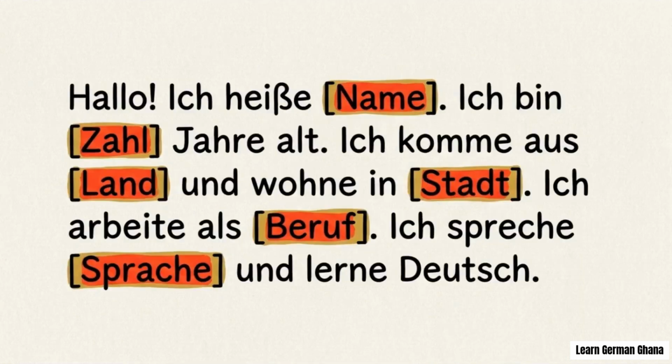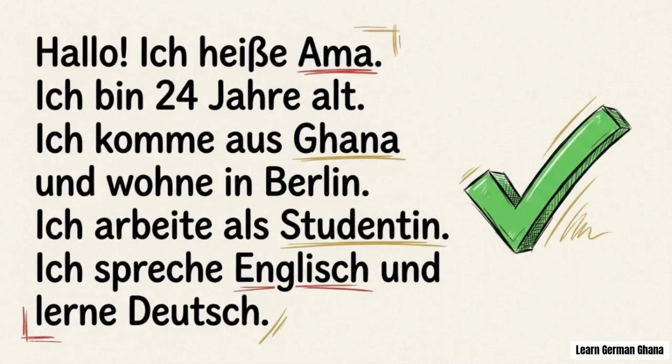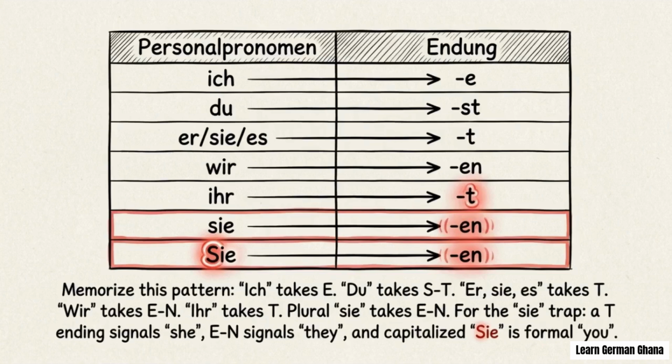Now it is your turn. Pause the video and read this master template out loud, filling in your own data points. This is your complete, structurally sound German introduction. Memorize this pattern. Ich takes e, du takes st, sie, es takes t, wir takes en, ihr takes t, plural sie takes en. For the sie trap, a t ending signals she, en signals they, and capitalized Sie is formal you.